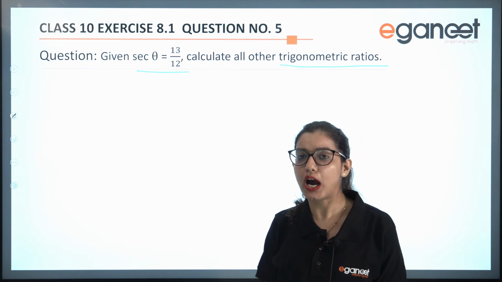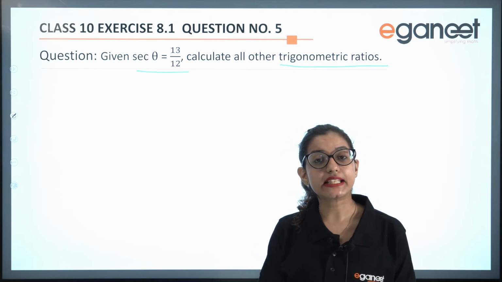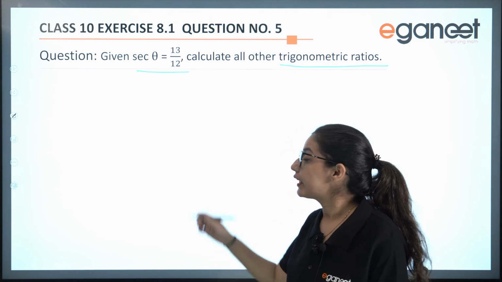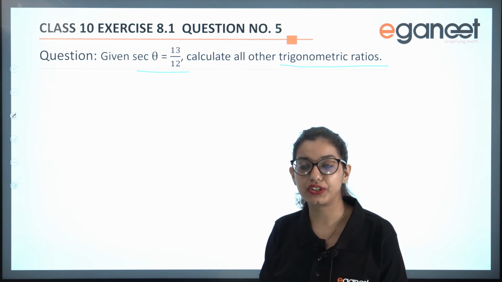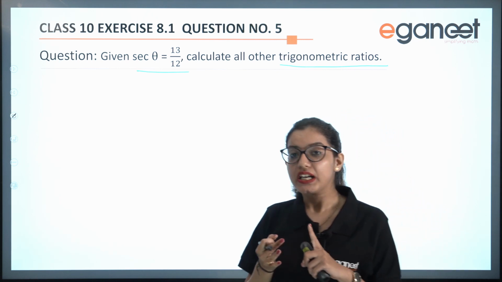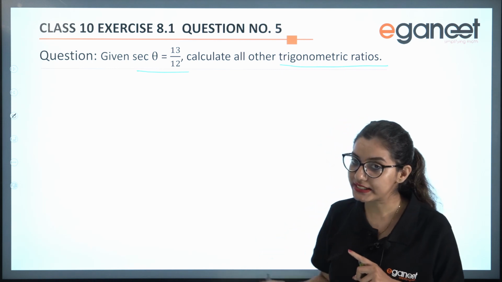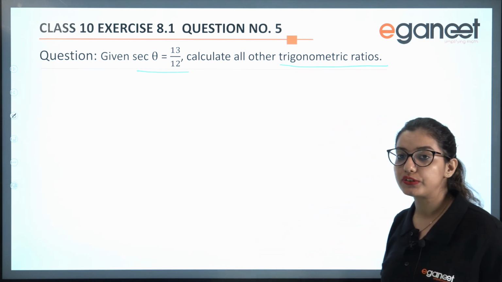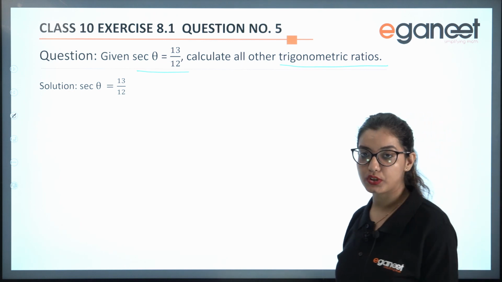Okay, first tell me how many trigonometric ratios are there? Yes, there are 6. Right, and we are given one of them and we need to find the remaining 5 trigonometric ratios, that is sin theta, cos theta, tan theta, cot theta and cosec theta, right. Okay, so let's get started. So we are going to first write the given part, which is sec theta is equal to 13 upon 12.